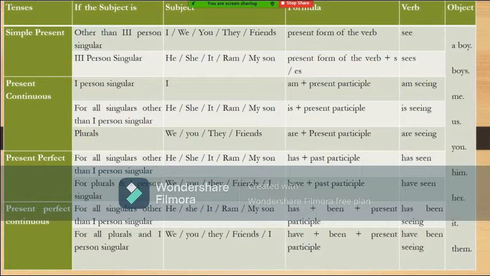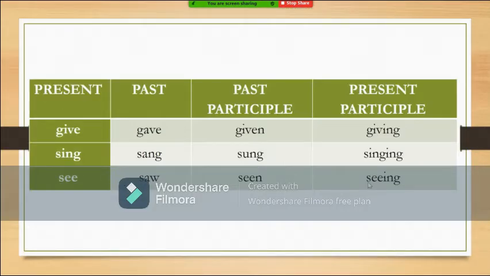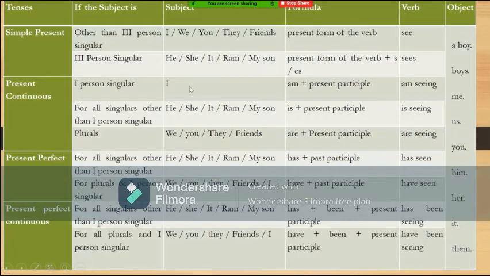Present continuous tense. Whenever I say continuous, immediately you must think of present participle. What is present participle? Present form plus ing. Seeing, that is present participle. See is the present form. Seeing is the present participle. So, whenever I say continuous, you have to think of present participle, and present participle indicates continuous.